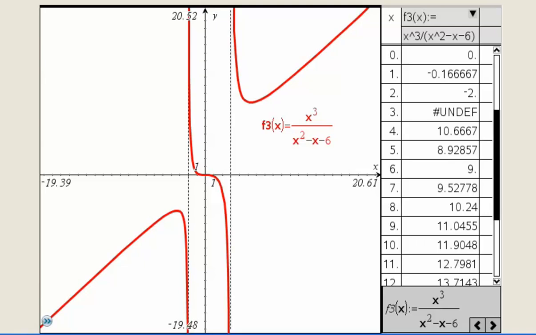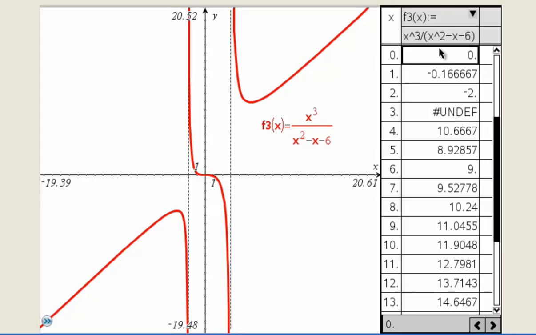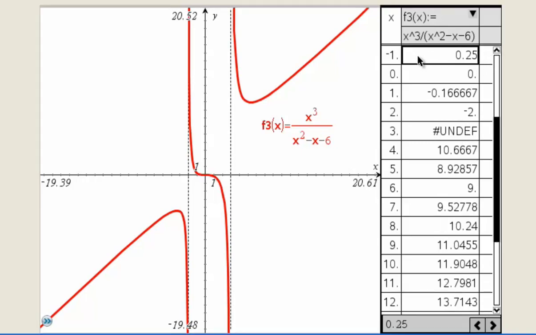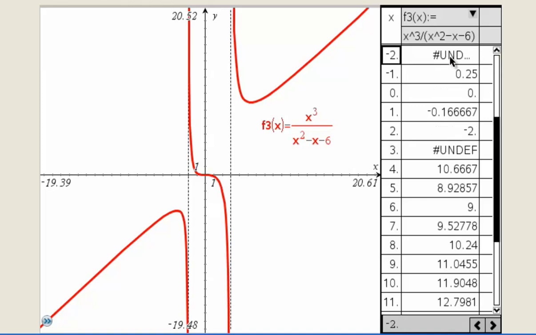Here's F3. Vertical asymptote at 3, vertical asymptote at negative 2. Graph to the left, graph in between, and graph to the right. The table again, look at 3, undefined, and negative 2, undefined as well. So basically, what you're doing is just graphing in those vertical asymptotes where the function is undefined. This will be the guide to help graph.